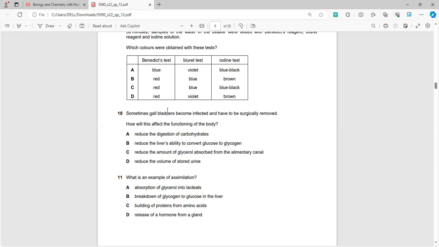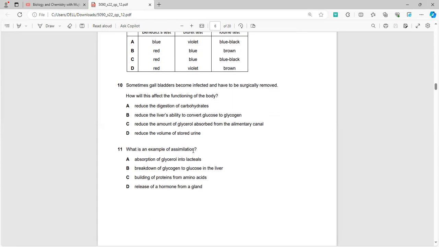So they say that the gallbladder is infected. So obviously the main function, which is the storage of bile, is affected. So a reduced amount of glycerol is absorbed from the alimentary canal, because there isn't proper breakdown of fats.